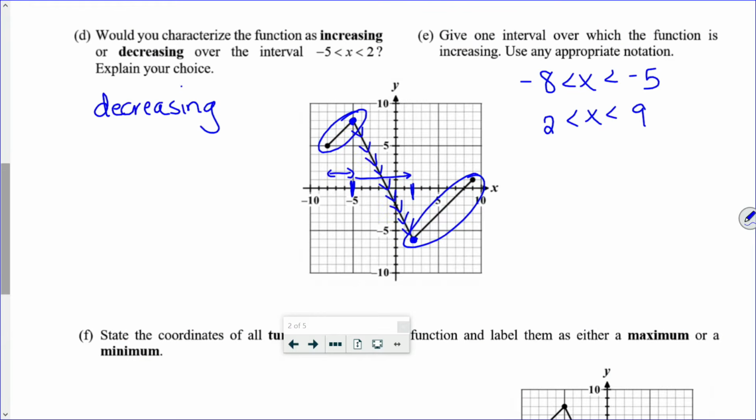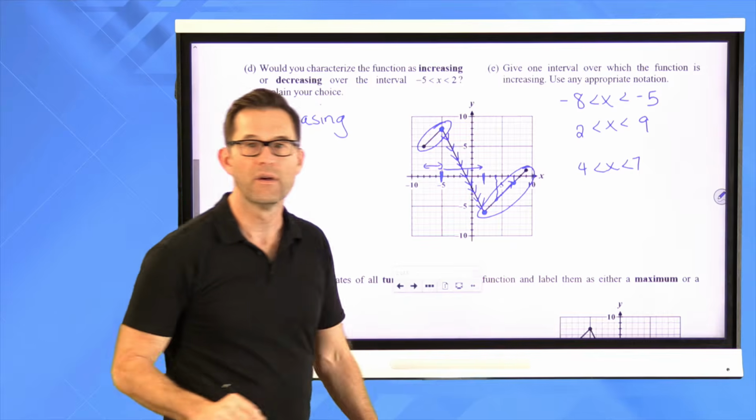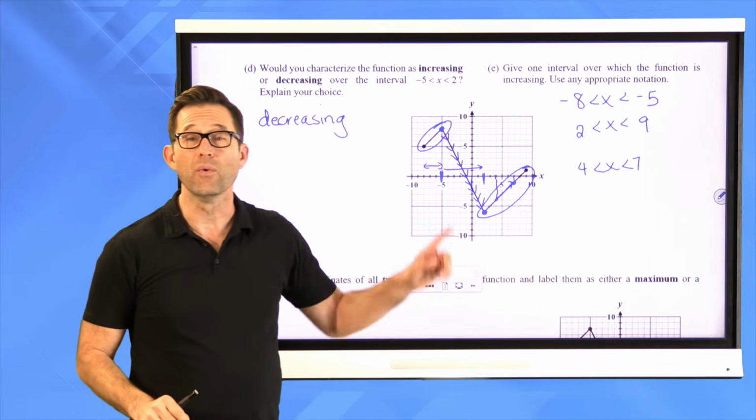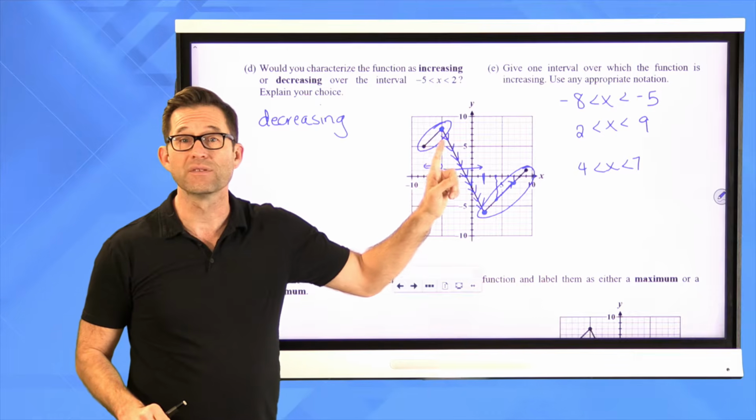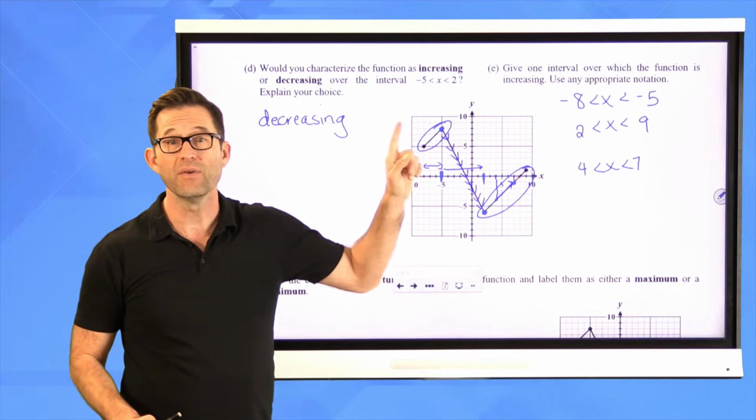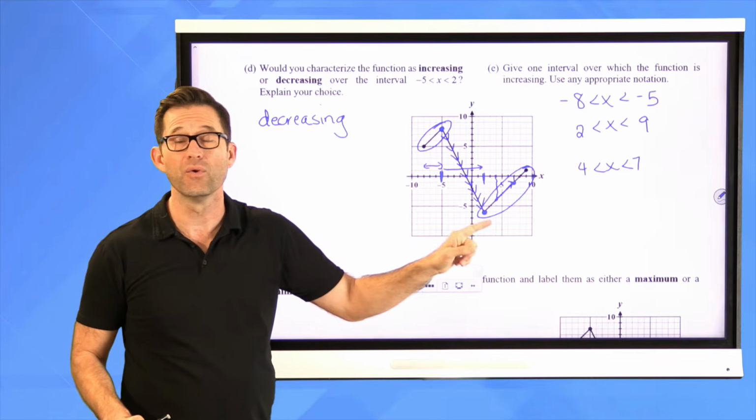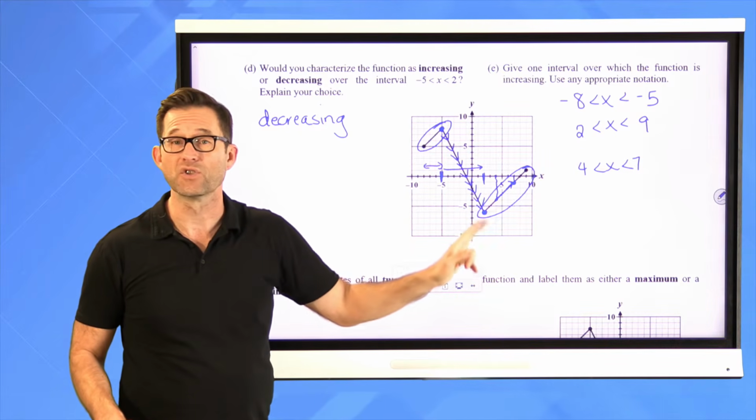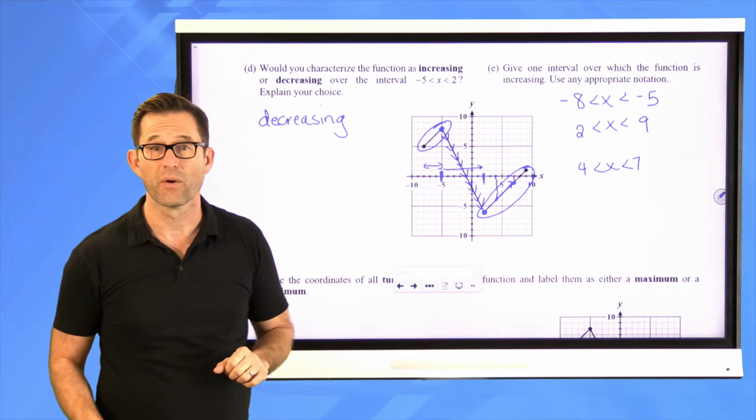You could say, well, how about the interval that goes from 4 to 7, right? That interval is increasing, right? It's maybe not as big of an interval, but that's okay. That would work, right? The only thing you can't do is include any x values that go from -5 to 2. Any of those x values from -5 to 2, during those, the function is decreasing. Okay?